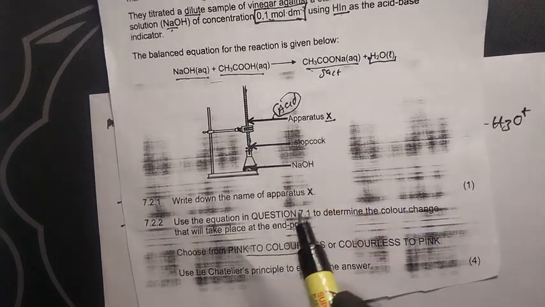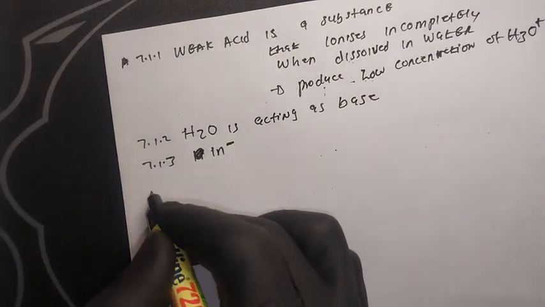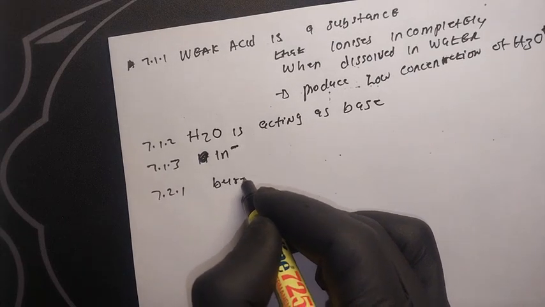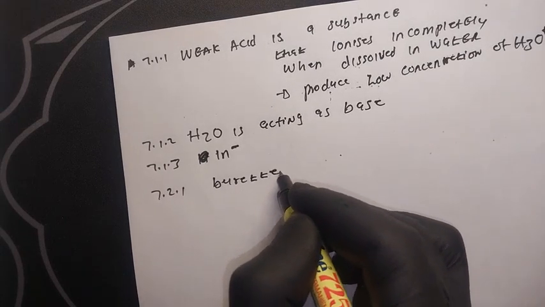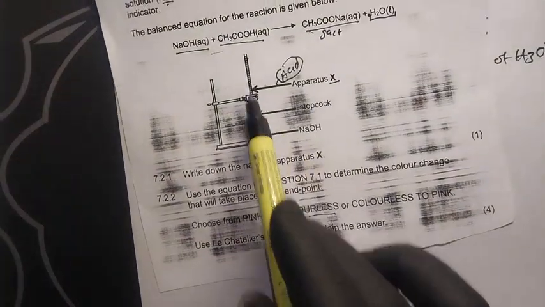Now for apparatus X, this one is a burette, 7.2.1. It is a burette. Okay, this is a burette. Now here this apparatus is a burette.